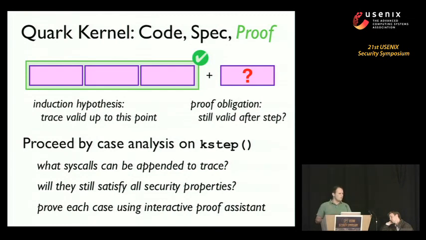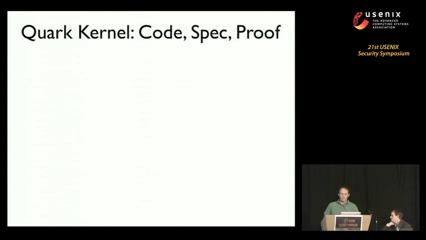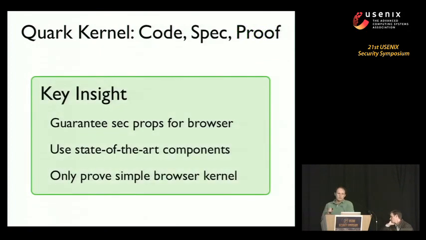And so this is where we need to drop down into the interactive proof assistant and actually carry out the details of the proof, with the help of the tactic language, etc. But it is a difficult part of the workflow. But the key insight from all this is that we're able to provide strong formal security guarantees for a browser using state-of-the-art components without reasoning about the complex code corresponding to things like JavaScript interpreters and HTML renderers.